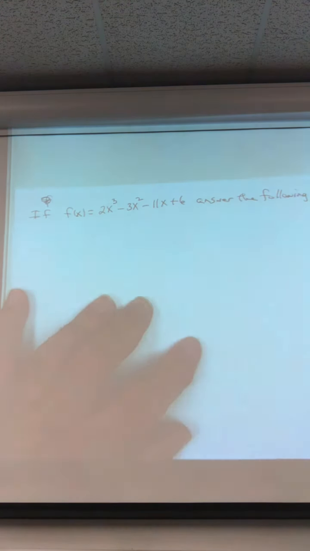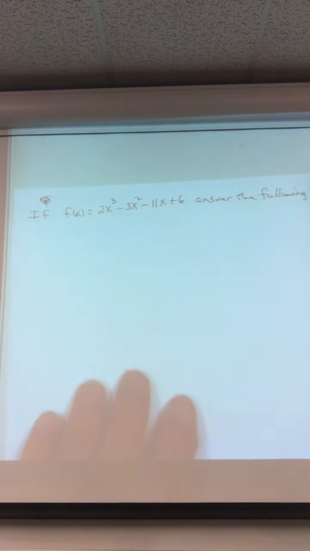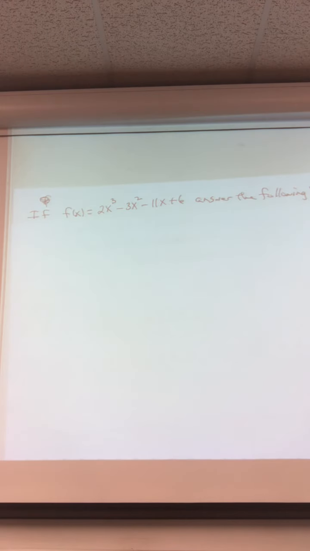Now, we ultimately want to graph this, so all you've got to do is really write that down. So write the 2x to the third minus 3x squared minus 11x plus 6.